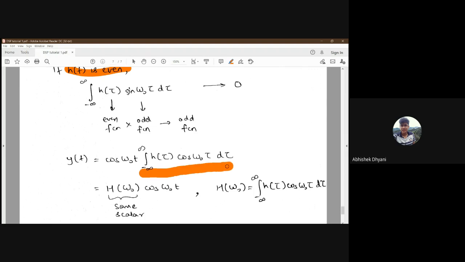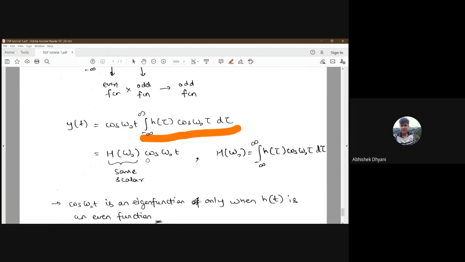So if this integral is equal to H(omega naught), some scalar, times cos omega naught t, then we can see that the output has become some scalar times cos omega naught t, and cos omega naught t is therefore the eigenfunction for an LTI system. So to conclude, cos omega naught t is an eigenfunction only when h(t) is an even function. Only then we can say that the output will be some scalar times cos omega naught t.